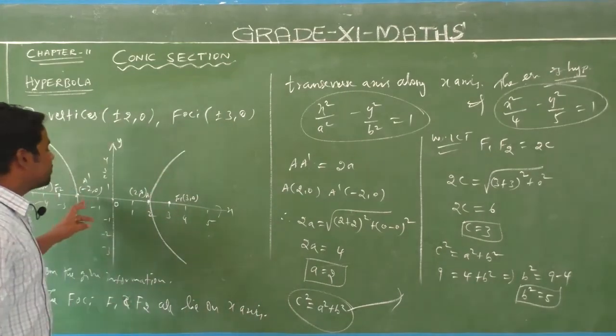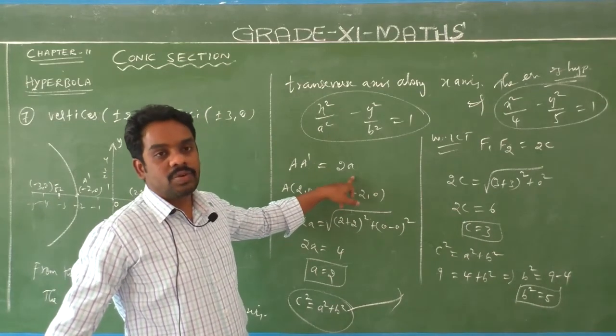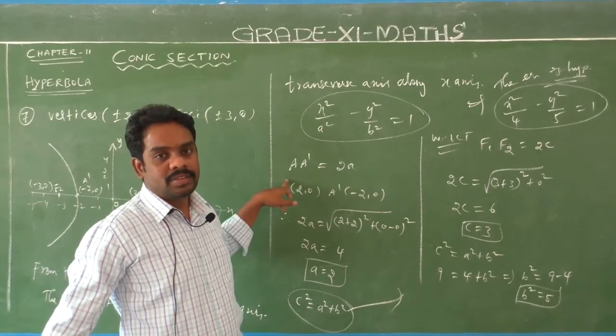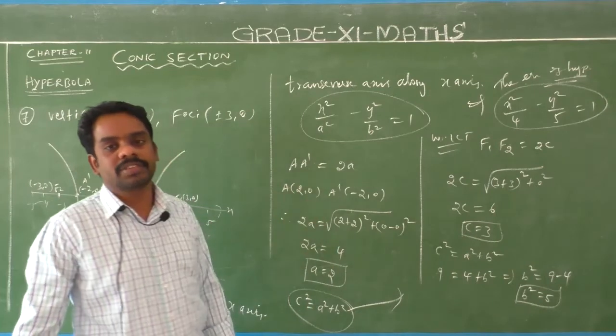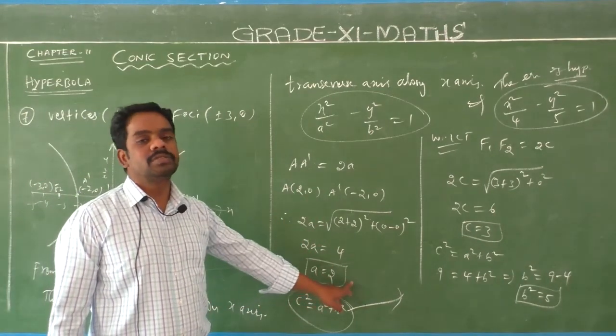You know the distance between A and A dash is the length of the transverse axis, with the formula 2a. So 2a equals the distance between A and A dash. Use this formula: root of (x2 minus x1) the whole square plus (y2 minus y1) the whole square. Substituting, 2a equal to 4, then a equal to 2.